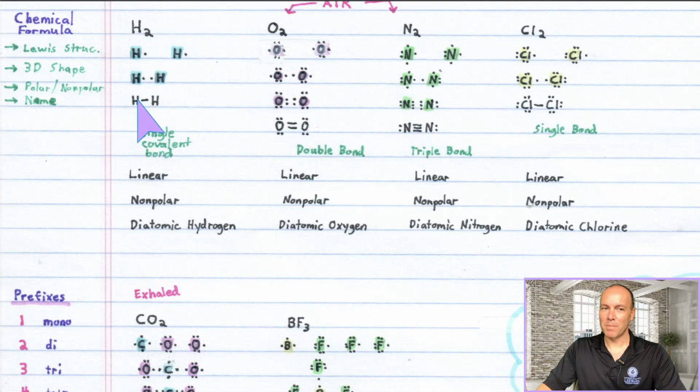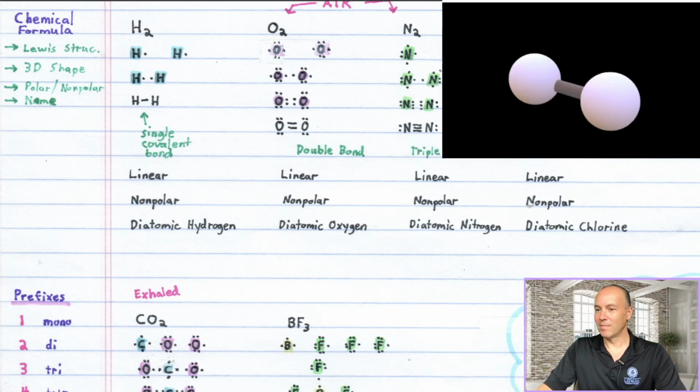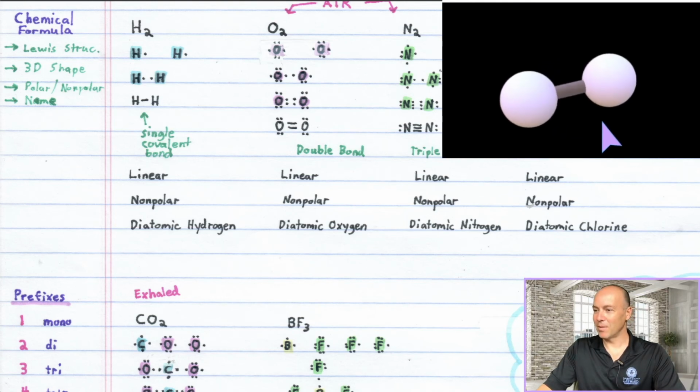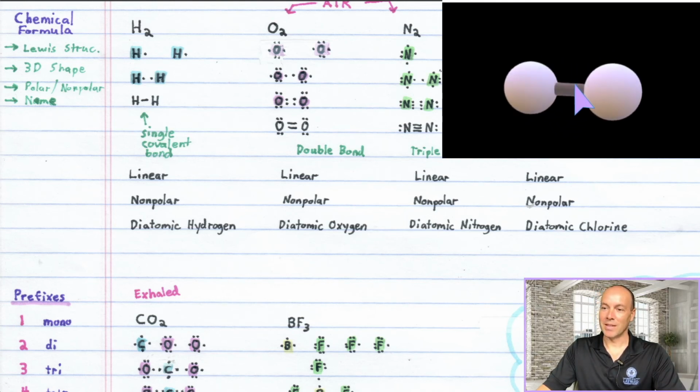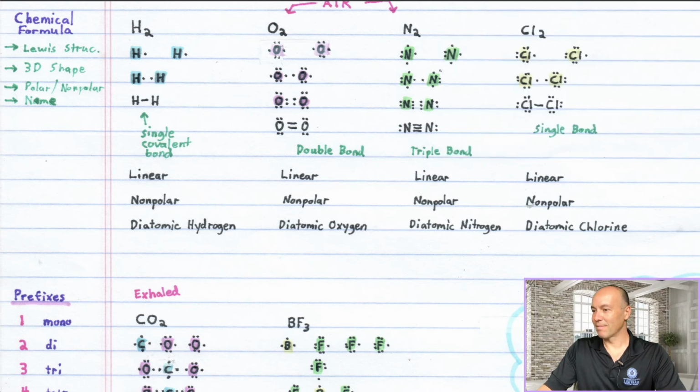Now, what about the shape of this molecule? Well, again, there are just two atoms, and two atoms are always linear. I'll show you a quick model. Here's a hydrogen molecule, and you can see the simple linear structure. Diatomic molecules are always linear.